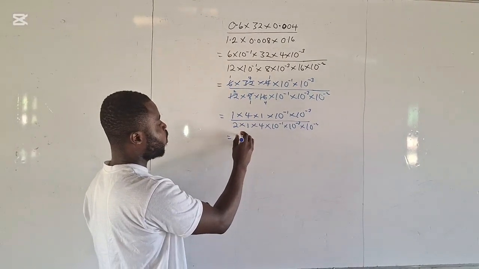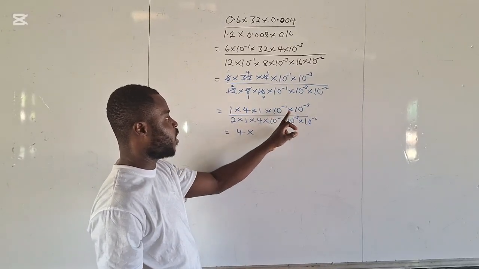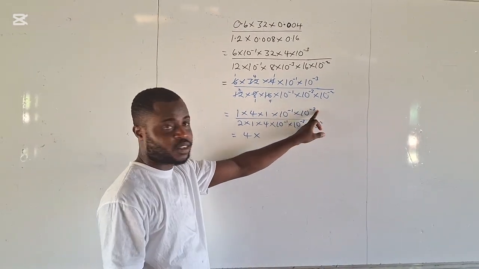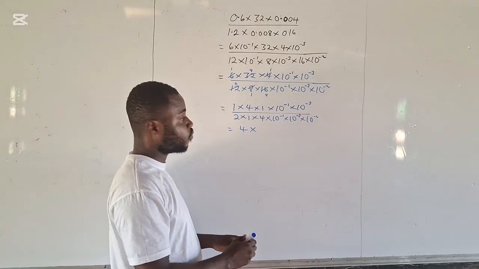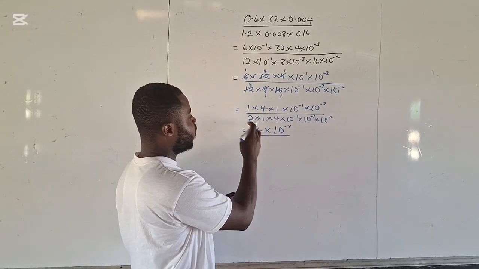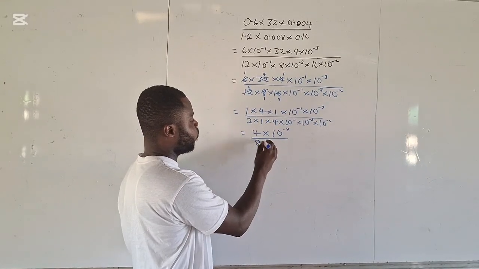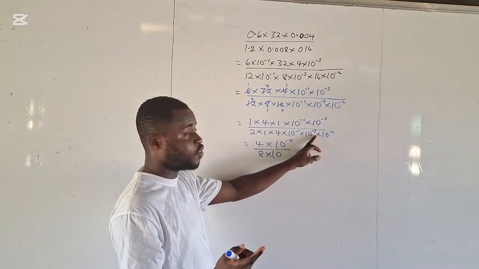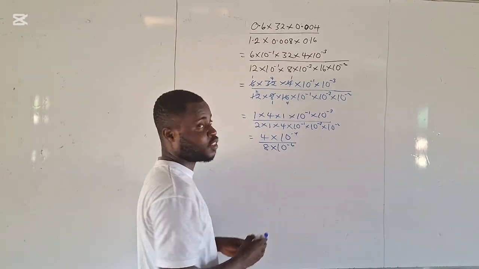So the top one will quickly give us 4 times. Now, when the bases are the same and they are multiplying, we add the exponents. So negative 1 and negative 3 gives negative 4. The law of indices. So this one will be 10 exponent negative 4. All over, the down one will give us 2 times 1 times 4, 8, times 10. Negative 4 minus 2, so this one also gives us negative 6.